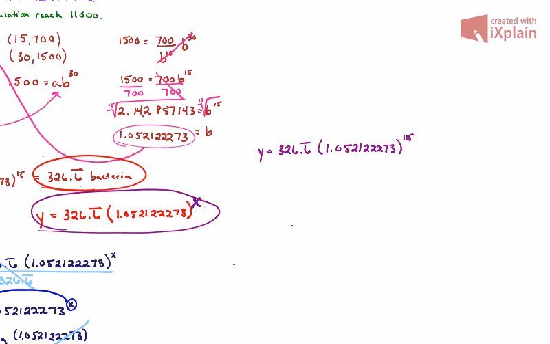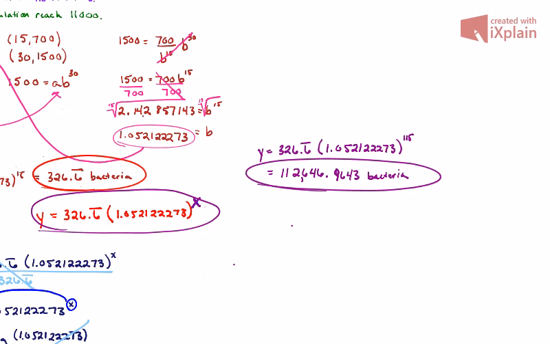If you were to go into your calculator and punch this in, we would get 112,646.9643 bacteria. That's kind of gross, isn't it, everyone?